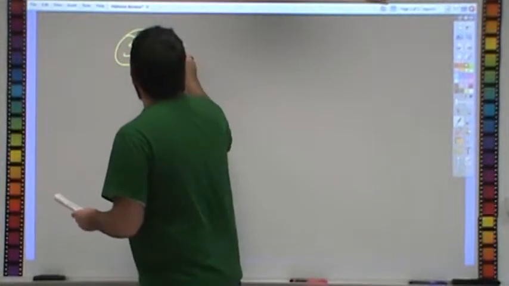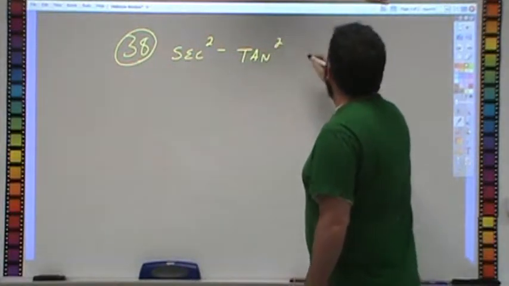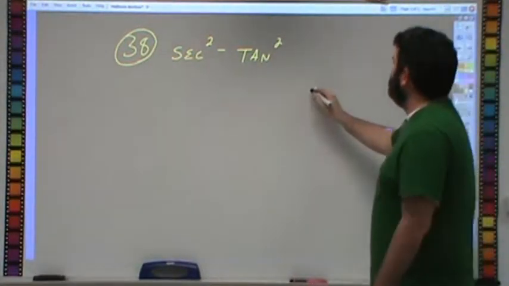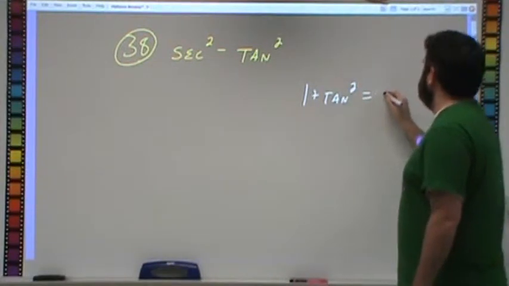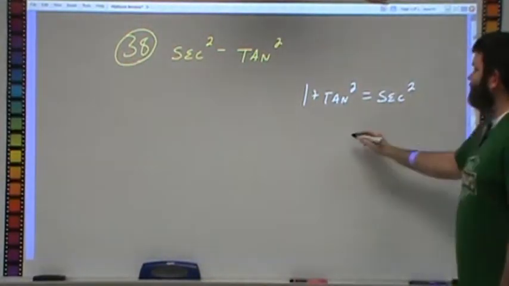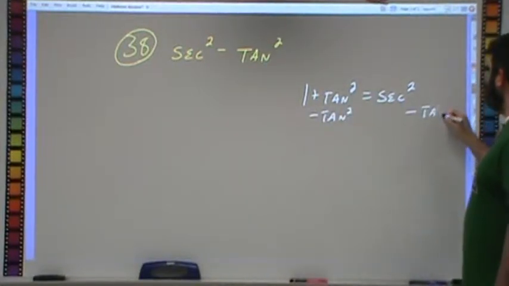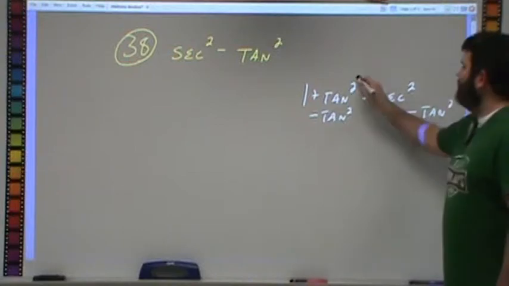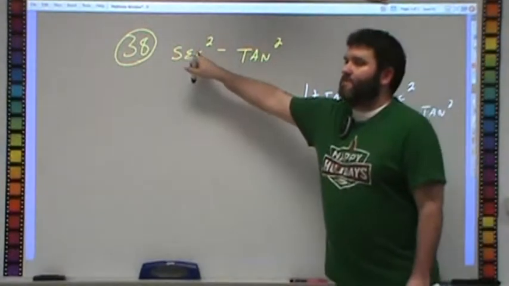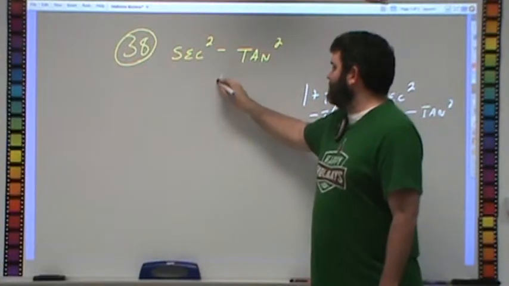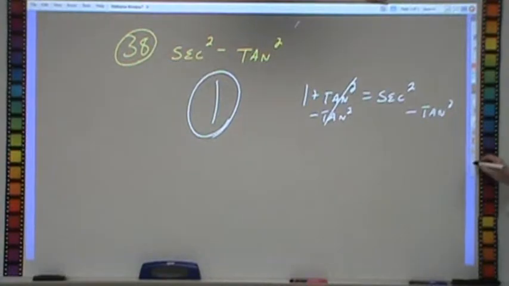38 says secant squared minus tangent squared. Once again, I've got an identity that says 1 plus tangent squared equals secant squared. If I subtract that tangent squared over, it would say 1 equals secant squared minus tangent squared. That's what this says, secant squared minus tangent squared, which means the answer is 1. Again, that is on your paper of variations, so look it over.